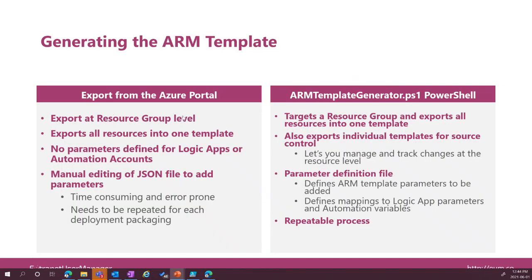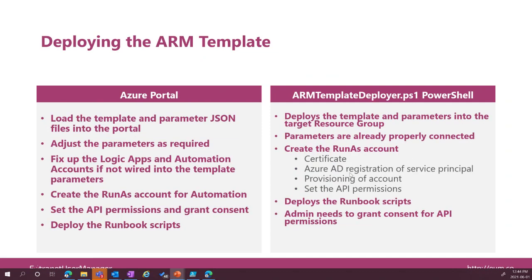So basically, instead of exporting from the Azure portal, you run this ARM template generator PowerShell, and we've included this in the GitHub as well. Even though you don't need it for the Teams provisioning, it's there for you to use in general. And basically, you've got a definition file that defines how that process works. And then instead of just deploying the ARM template through the Azure portal, you deploy it with this ARM template deployer, which is what you can use for our Teams provisioning to deploy that out.